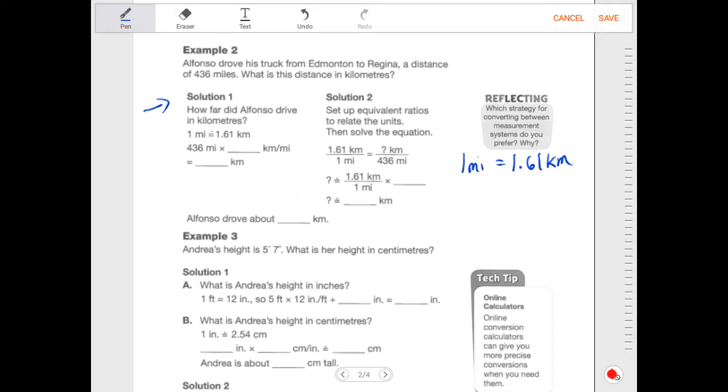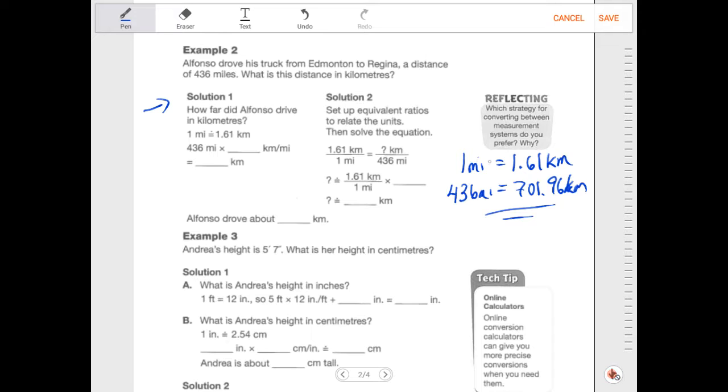Now, what we have is 436 miles in the question. The way to think of this is, you say, okay, well, 1 mile is 1.61 kilometers. Well, what would 2 miles be? 3.2-ish or something like that. Basically, we have 1 mile, but we have 436 of them. So long story short, all you have to do here, everybody, is take that 1.61 and times it by 436. And that will help convert your measurement. So 436 times 1.61 is 701.96 kilometers, not miles.